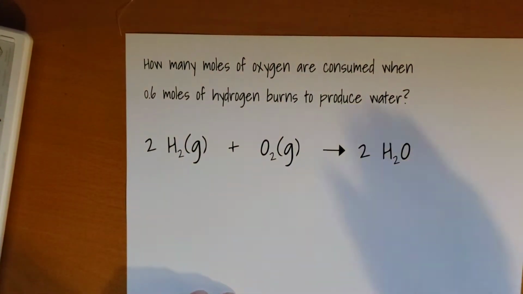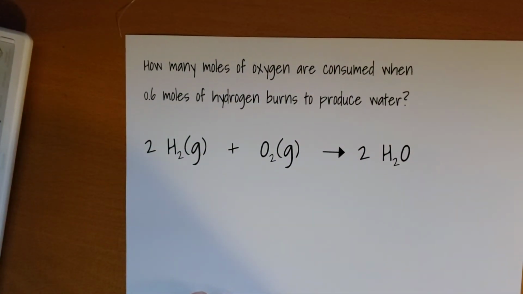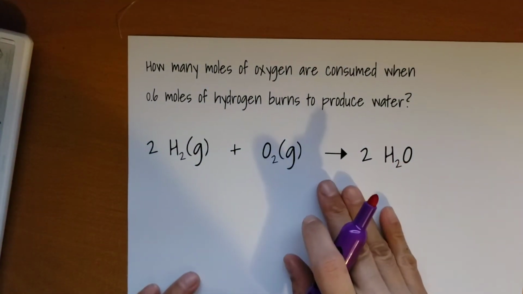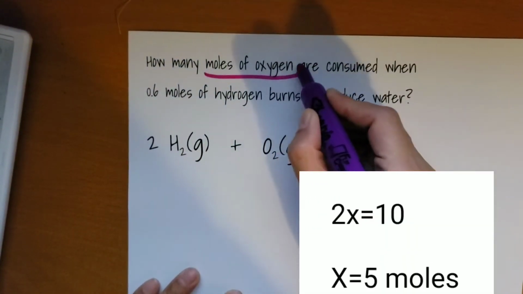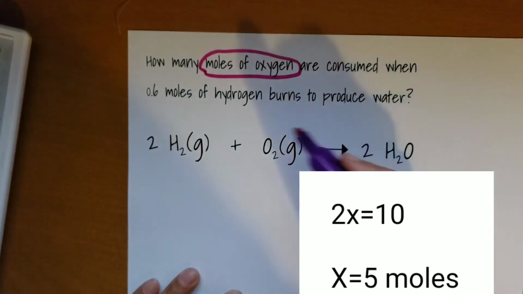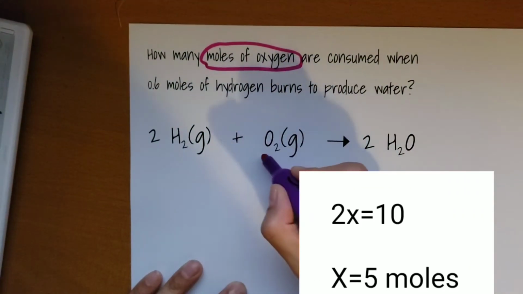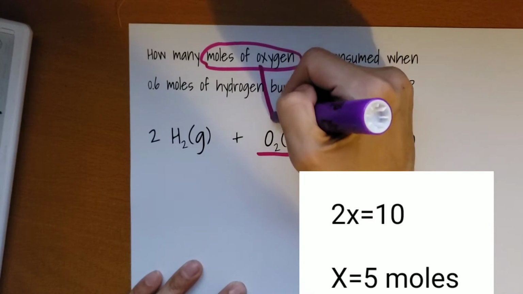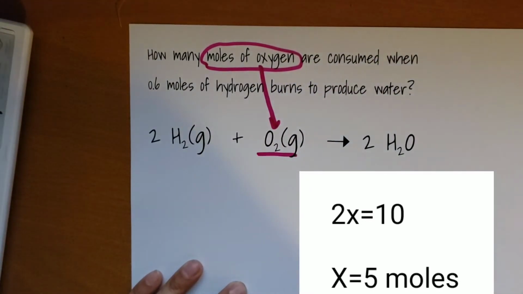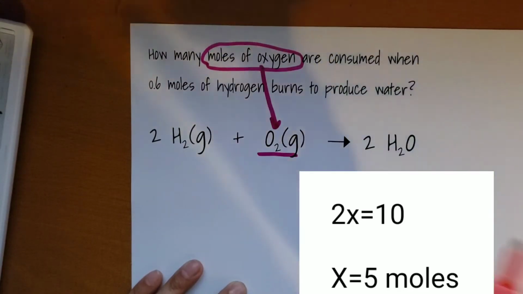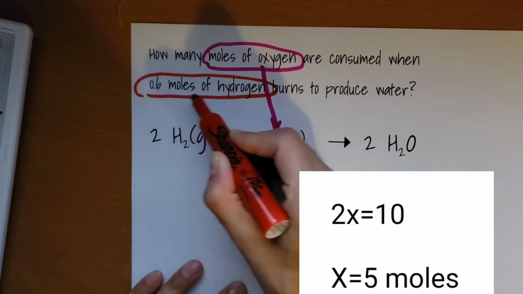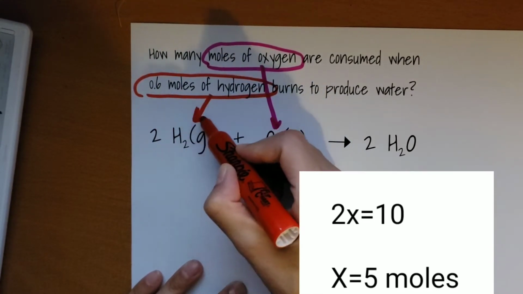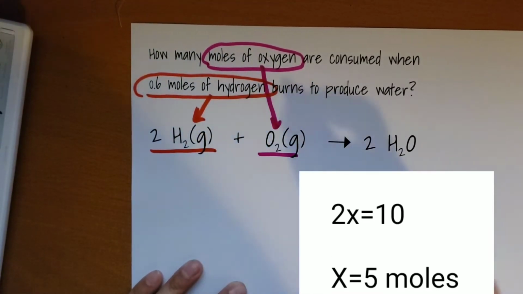Let's try and solve this problem together. This question asks, how many moles of oxygen are consumed when 0.6 moles of hydrogen? So I'm going to circle moles of oxygen. By dividing by 2 on each side, I can see that X equals 5 moles of nitrogen gas. Put this value here. So I'm going to find the hydrogen. Here it is. And I'm going to underline it here.